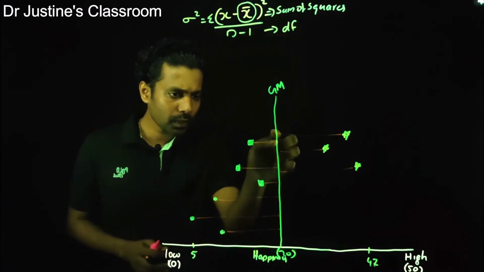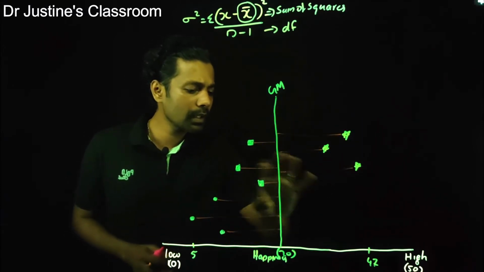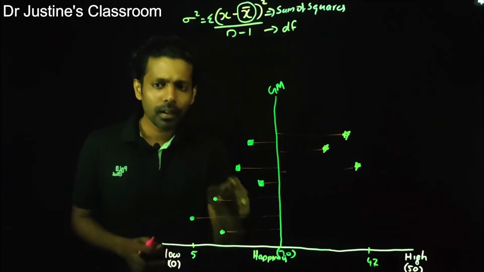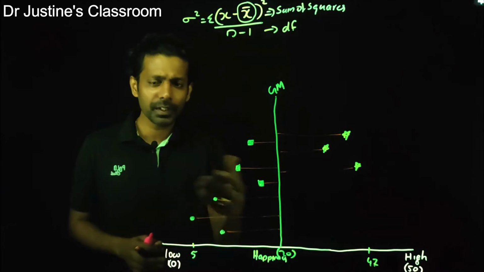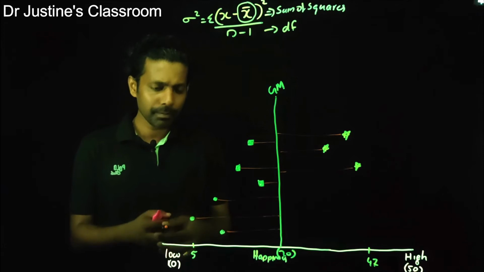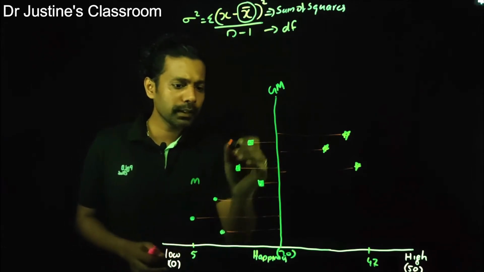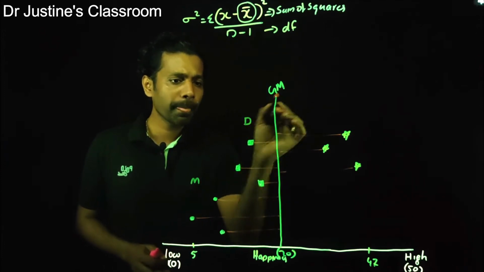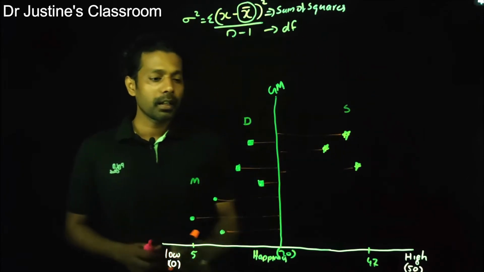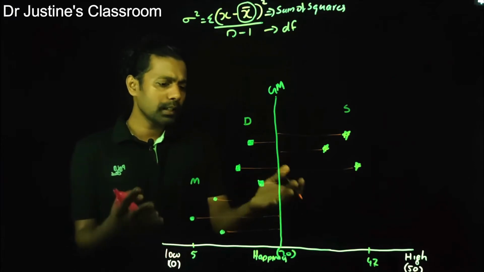These three observations are almost near the center itself, and these three observations are away from the center towards the right side. Now these three observations are, as we explained, happiness scores of married people. So I'm going to call this the married group, the M group, and this group is the divorced group, and this group is representing the single group.